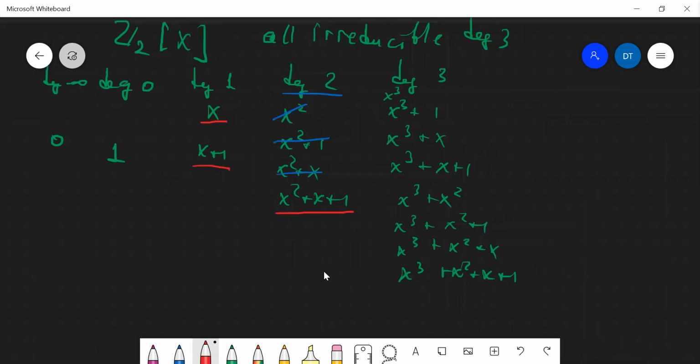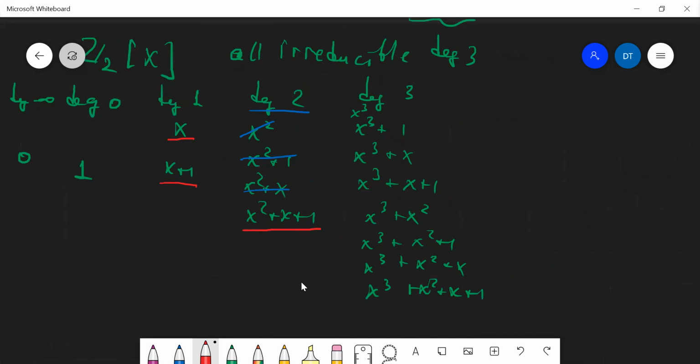Now, how to check irreducible polynomials of degree 3? Again, because of the previous claim, it's simple. We need to check if a polynomial has a root or not. Which polynomials have 0 as a root? The polynomials with 0 constant term. So all these are obviously reducible, because after substitution 0 will get 0.